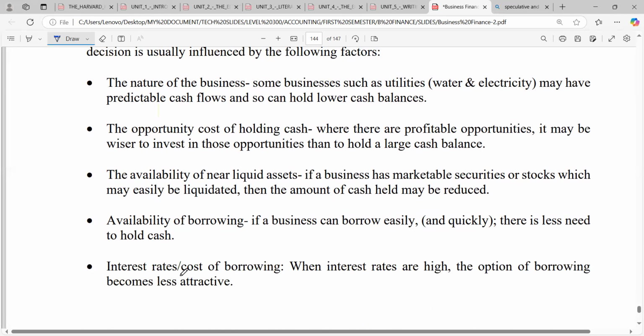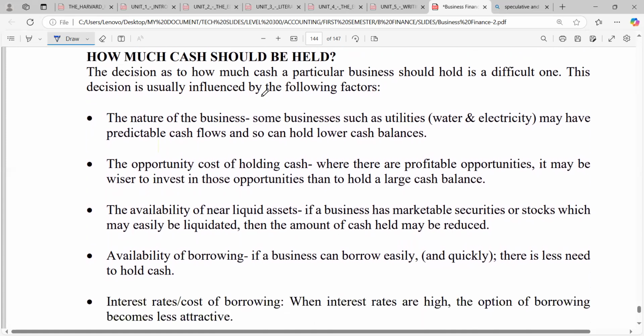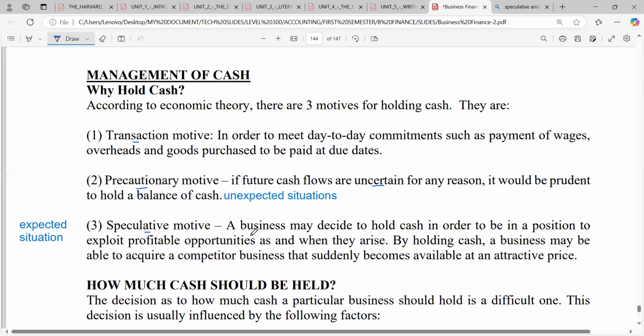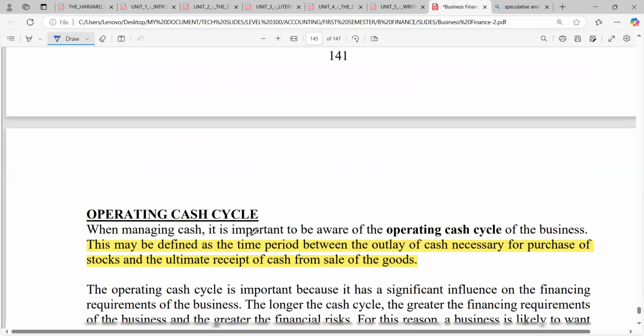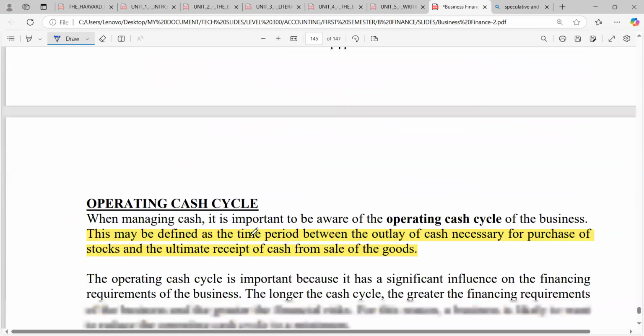Then there is the interest rate or the cost of borrowing. When interest rates are too high, the option of borrowing becomes less attractive. That means you need to keep your cash. So why you need to keep cash, or why you need to use the cash, is based on the factors that are listed. But there are three motives why you have to keep cash, and that is the only thing that we have to talk about under cash management.